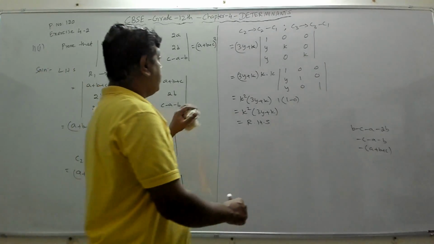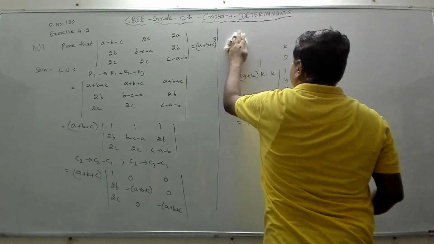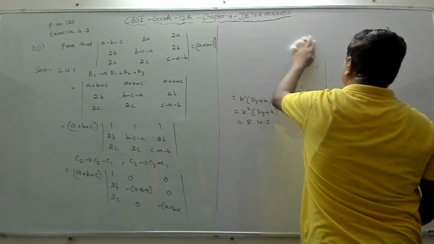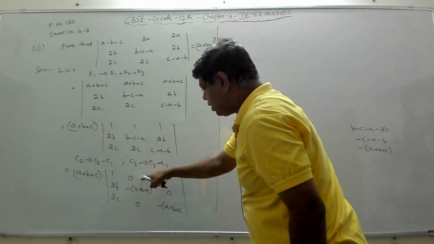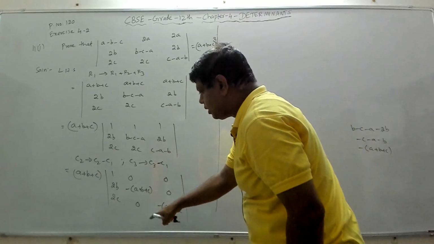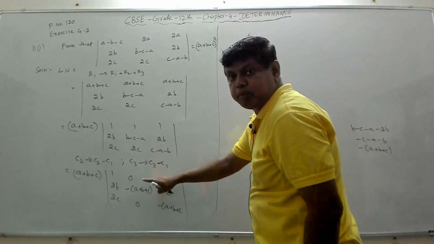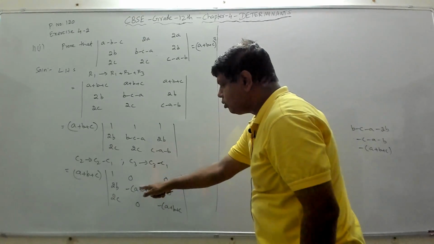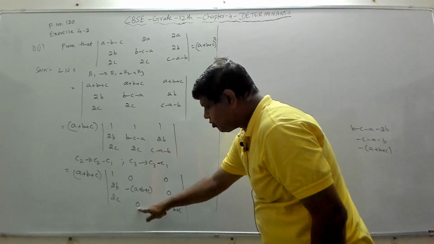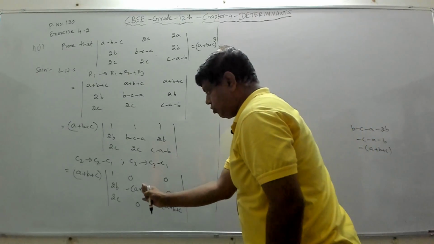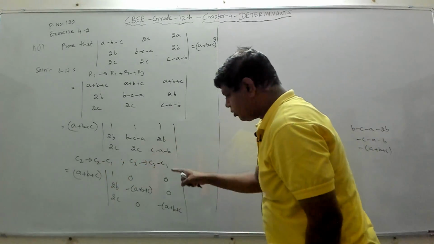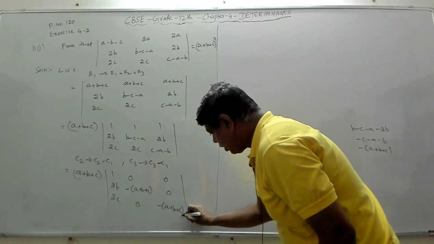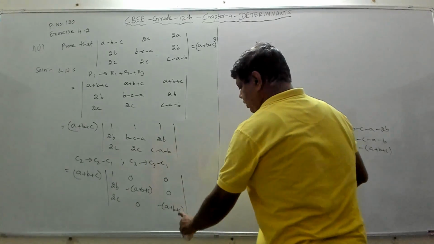Fine. Now again what we observe is A plus B plus C is common in the second column and third column. So here you see every element has A plus B plus C. 0 also has A plus B plus C, because 0 can be written as 0 into A plus B plus C. So if I take A plus B plus C out from column 2, 1 A plus B plus C will come. Here also I can take A plus B plus C.